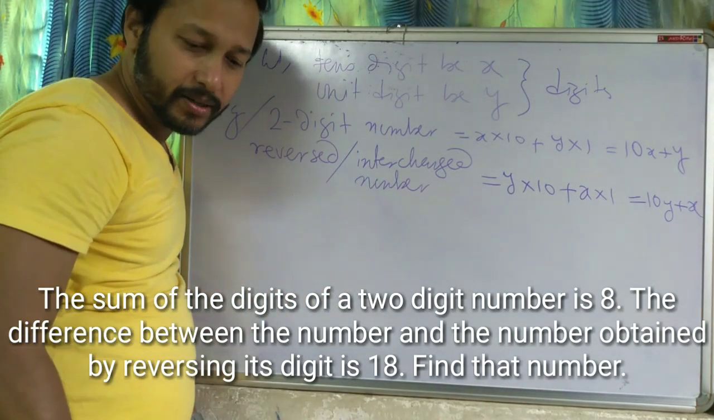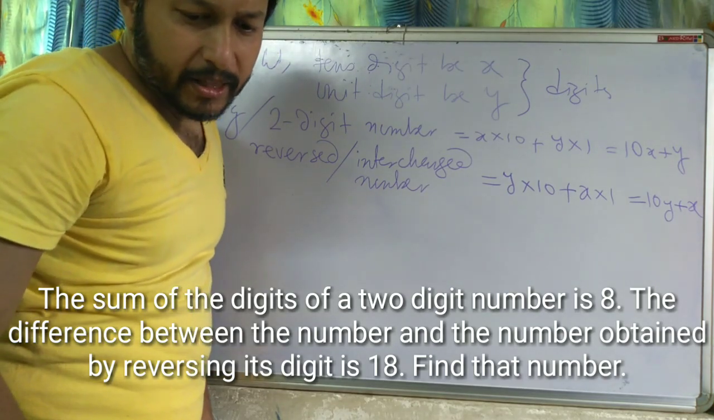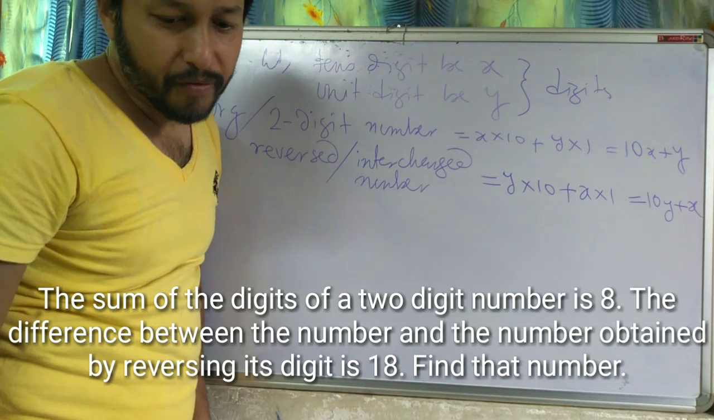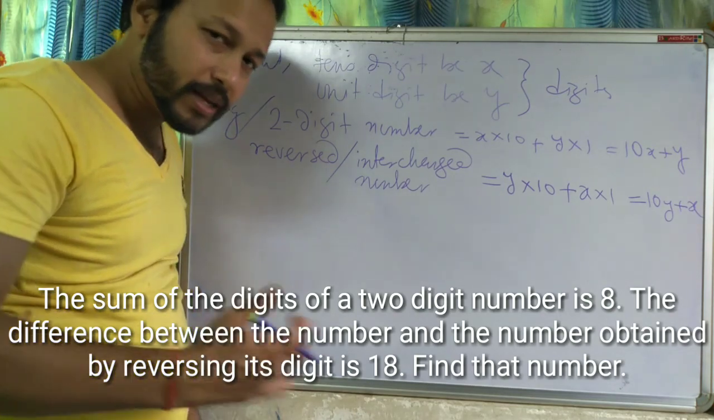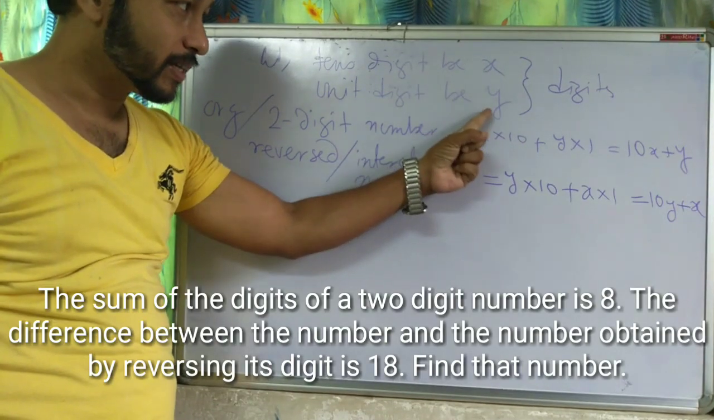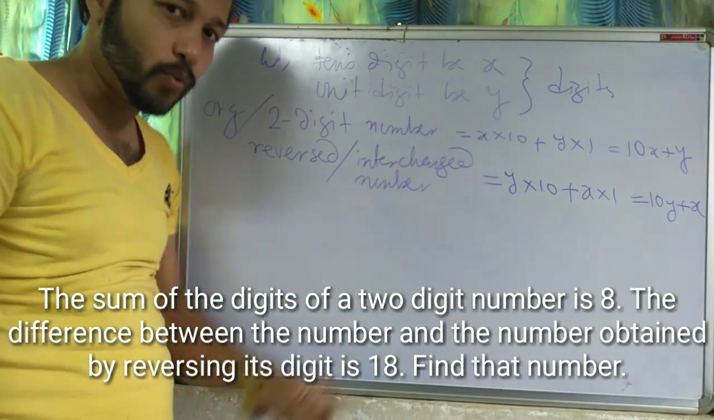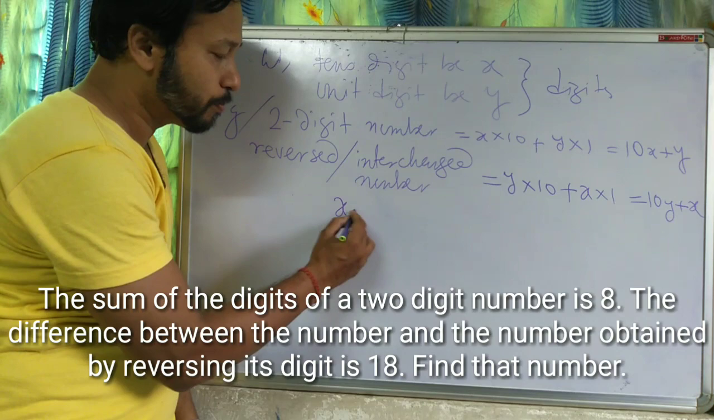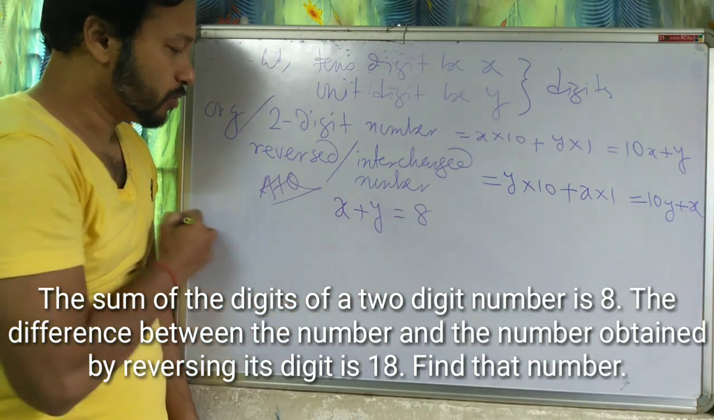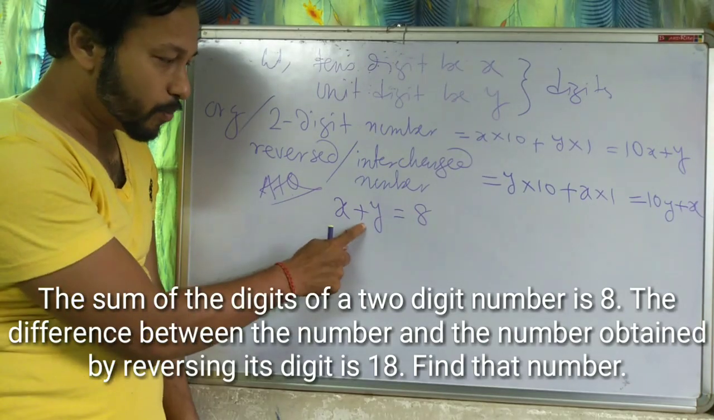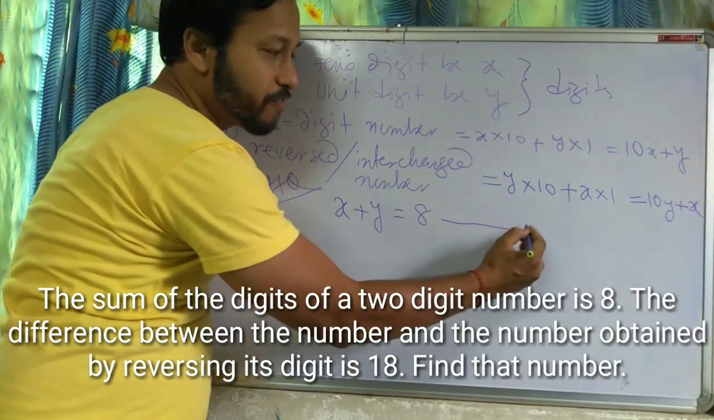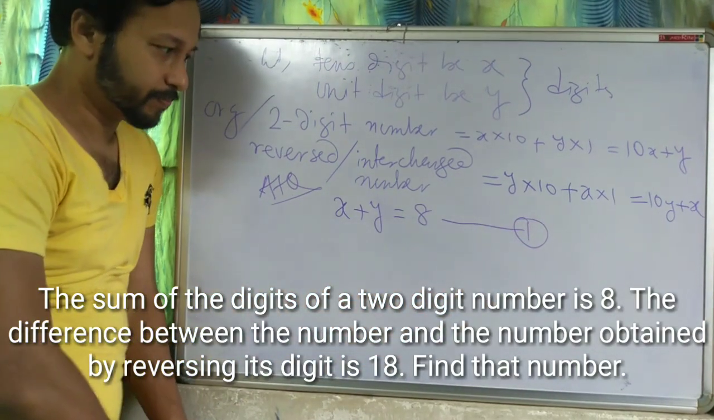Now read the question. The first line, the sum of the digits of a 2-digit number is 8. Sum of the digits. Which are the digits? These are the digits, x and y. So x plus y equal to 8. This is according to the question. Sum of the digits is 8. So we got my first equation.